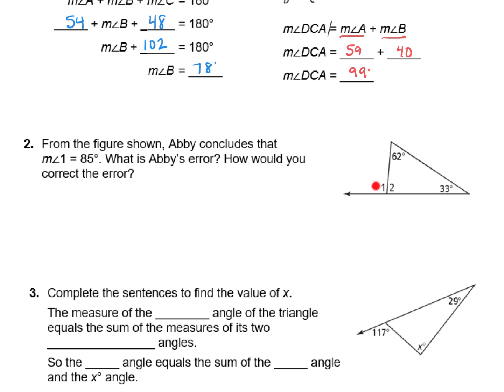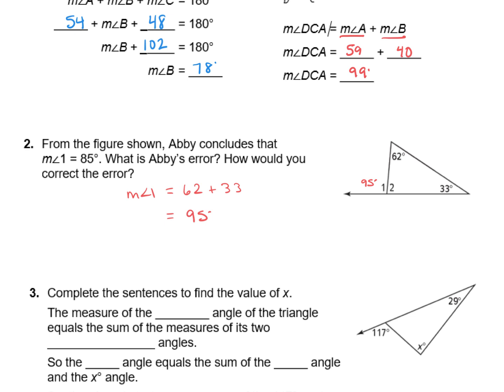Angle 1 is an exterior angle, so we know it's equal to the sum of the remote interior angles. So the measure of angle 1 is equal to 62 plus 33. 62 plus 33 is 95 degrees. So this angle measure is 95 degrees. Abby got 85 degrees. So how do you think Abby got 85 degrees?